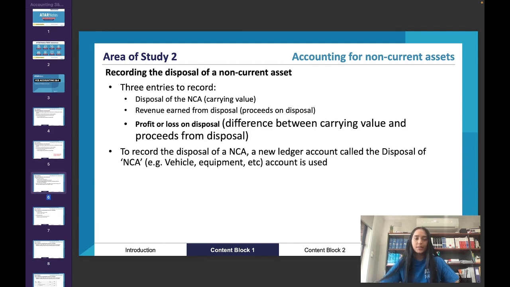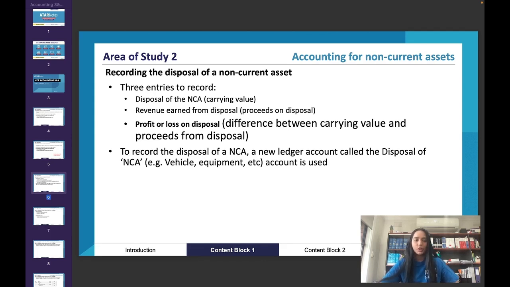So for recording the disposal of a non-current asset, there are 3 entries that we need to show. We need to record the disposal of the non-current asset at its carrying value. We need to show the revenue earned from the disposal, or the proceeds on disposal, and the profit or loss on disposal, which is just the difference between the carrying value and proceeds from disposal. So obviously, if the carrying value is less than the proceeds from disposal, then it'll be a profit. And if the carrying value is greater than the proceeds from disposal, it would be a loss on disposal.